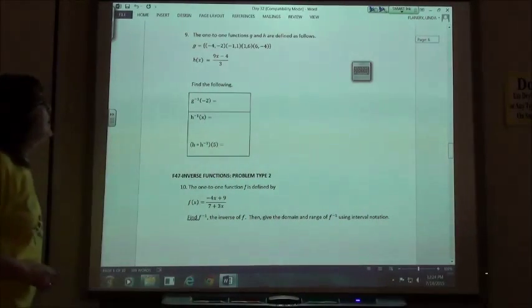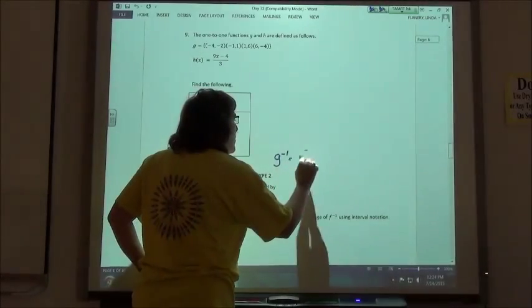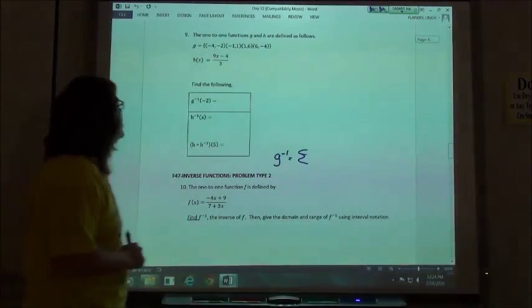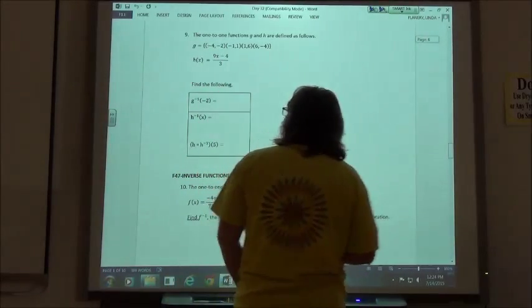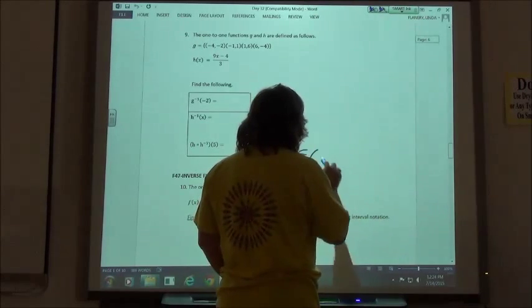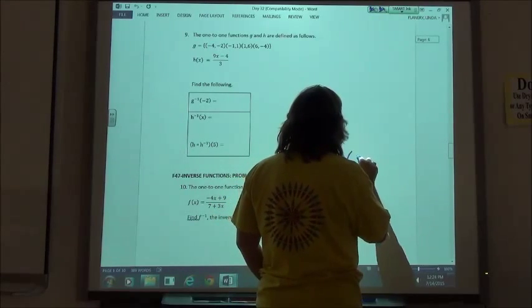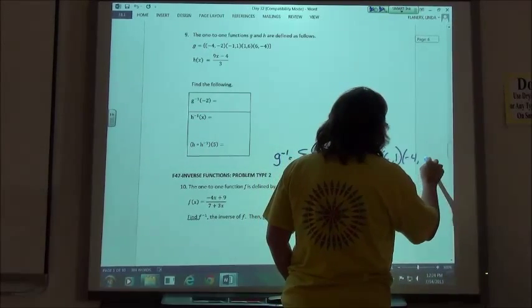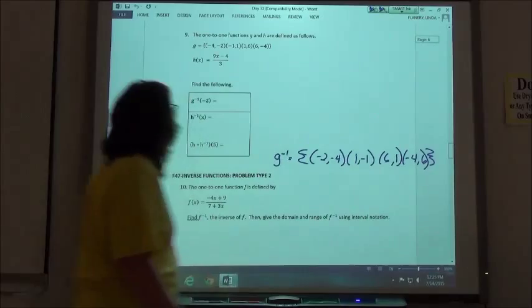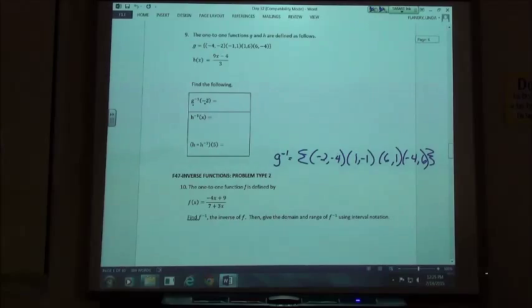So on number 9 here, doing the inverse of g would be what for my ordered pairs? (-2, -4), (1, -1), (6, 1), (-4, 6). And so, in my inverse function, if I have an x value of negative 2, what is my corresponding y value? Negative 4.